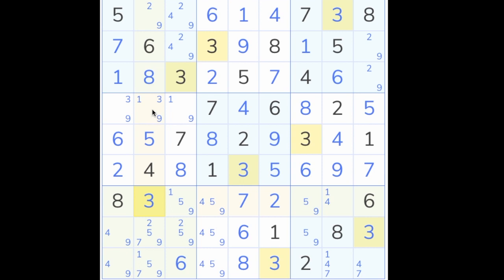And now you can see we had a pair here of 3 or 3 here, so the 3's got to go there. Let's get rid of candidate 3, and now we'll see a 1 and 9 pair like that.